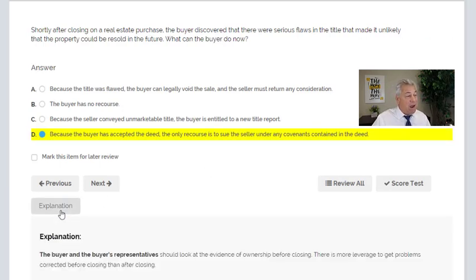D, because the buyer has accepted the deed, the only recourse is to sue the seller under any covenants contained in the deed. You know, when does a buyer officially own the home? At closing, when we have delivery and acceptance of the deed, the buyer now owns the property. So if they've accepted a deed with flaws in the title, they own the property. Their only recourse would be if they had any covenants providing them protections in that deed, such as the general warranty deed has all those covenants. It's the best for the buyer because it contains the most promises or covenants.